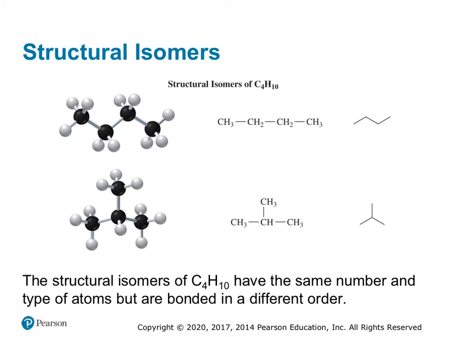There are 2 structural isomers of C4H10, butane. So this is normal butane, 1, 2, 3, 4 carbons, straight, all the carbons are in a row. We get this little zigzag going here, and that's 4 carbons, and that's butane. This is 1, 2, 3, 4 carbons, but notice how the middle carbon has something attached to it. So this is 3 carbons with a 4th carbon attached to the side of the main chain. So it has a different structure, and therefore it's a different compound.